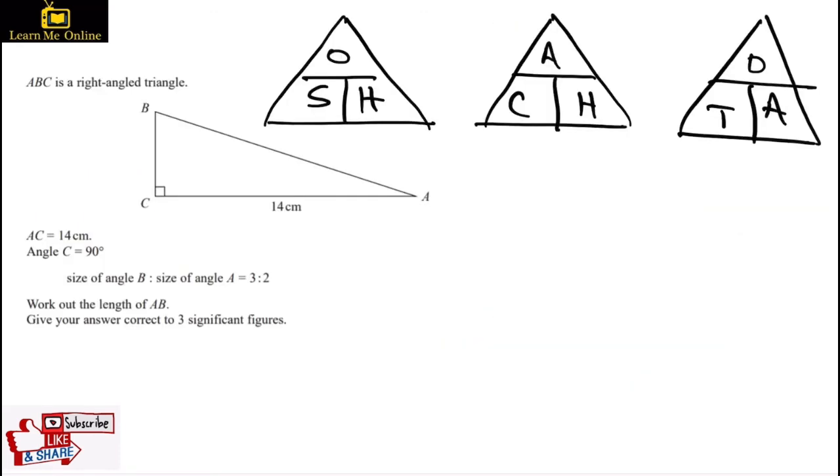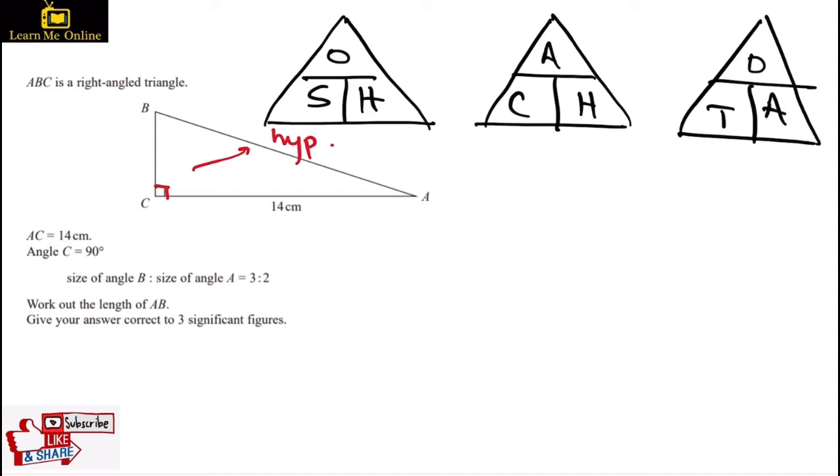So I would say this is one of the tricky questions on applying trigonometry. We have a right angle triangle. We can see that this is making 90 degrees. So this length is the hypotenuse, and we cannot decide which one is the opposite or the adjacent because at the moment we don't know the angles. ABC is the right angle triangle, AC is 14, angle C is 90 degrees, and the size of angle B to the size of angle A is in the ratio 3:2.